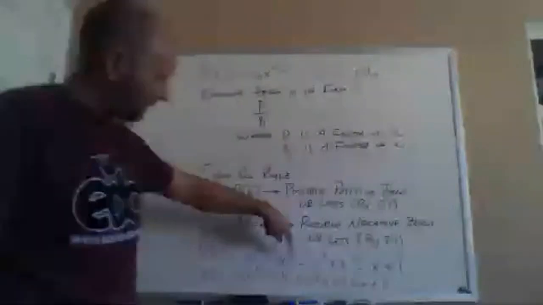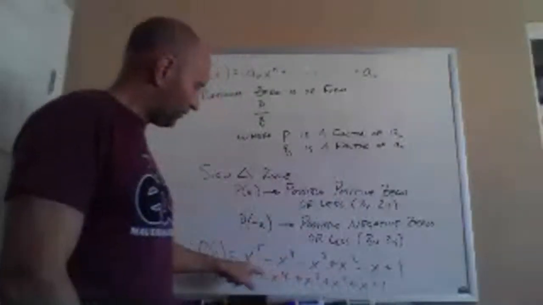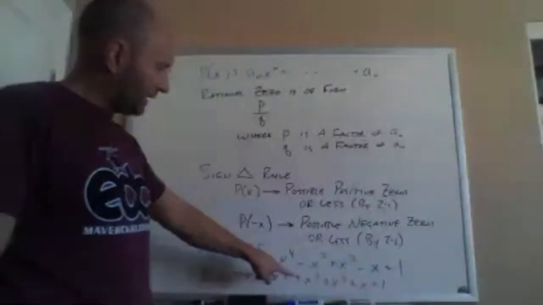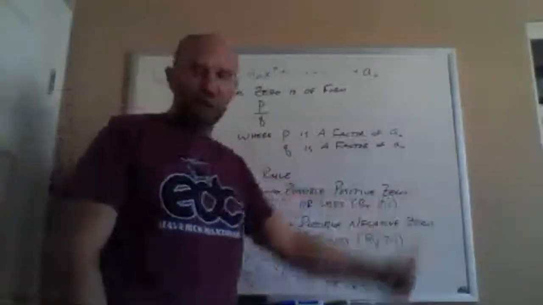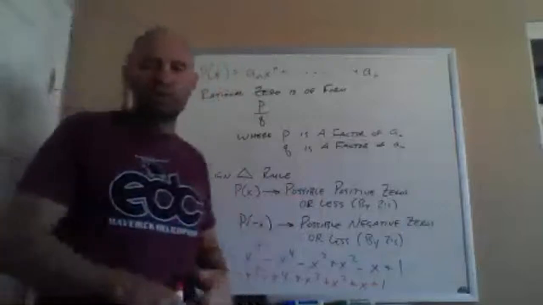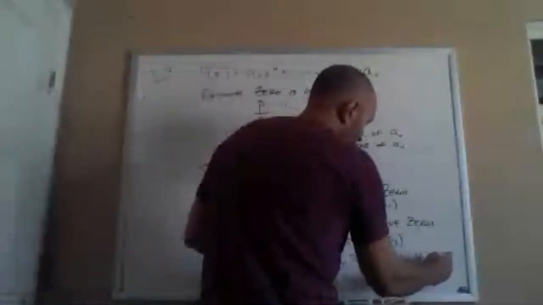If I plug in negative x and then simplify this, the only thing that's going to change is all the odd exponent terms, their signs will change. And so we do it again. We start with negative, still negative, goes to positive. That's one sign change. And then it stays positive from there on out. So we know that we only have one negative root. So for the possible positive roots, it was either 4 or 2 or 0. And for this one, it was just 1.